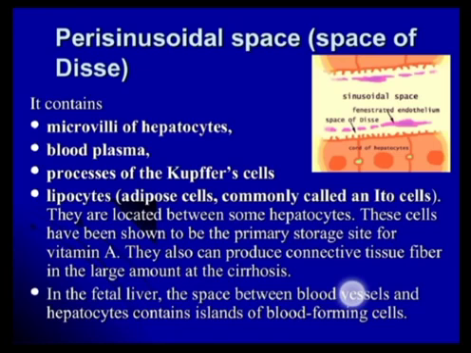There are adipose cells present, commonly called Ito cells. These are very important cells. They are located between some hepatocytes. These cells have been shown to be the primary storage site for vitamin A. They also can produce connective tissue fibers in a large amount in the process of the cirrhosis of the liver. In the fetal liver, the space between the blood vessels and the hepatocytes contains islands of blood forming cells.